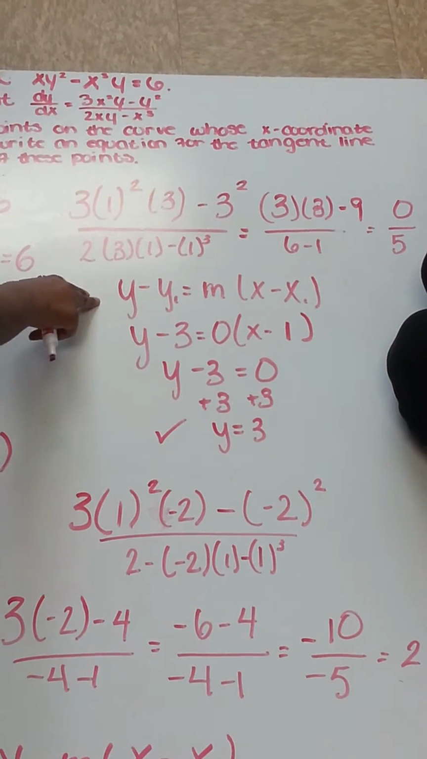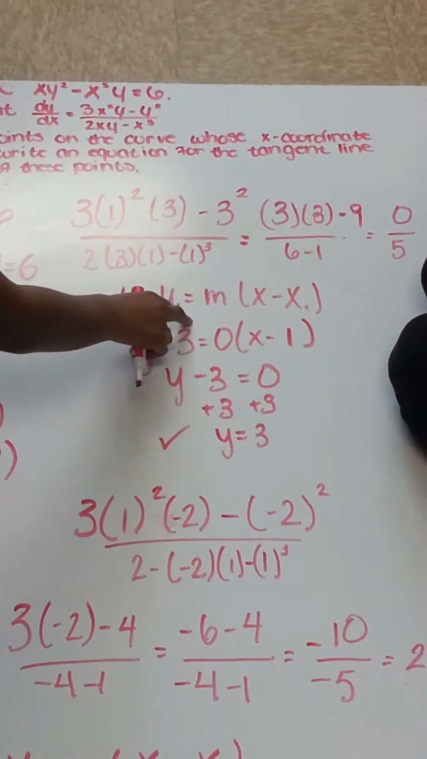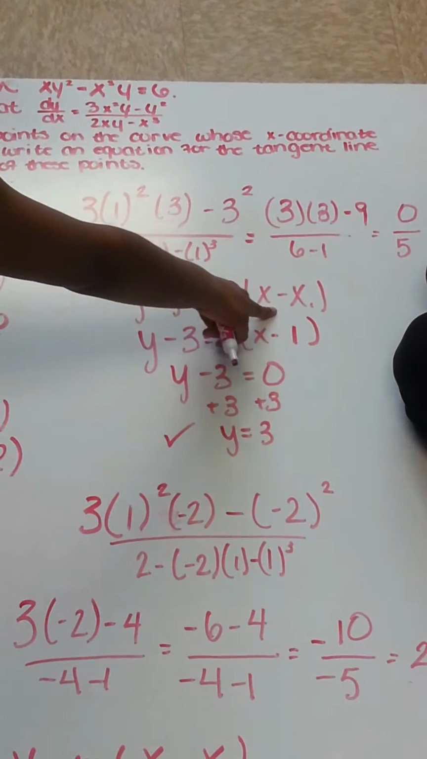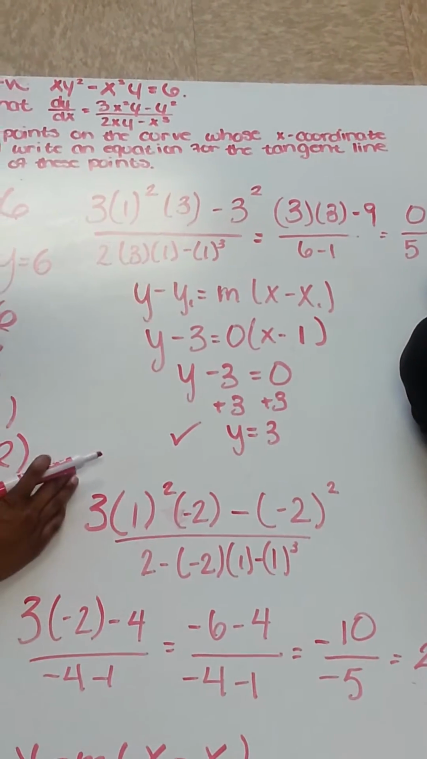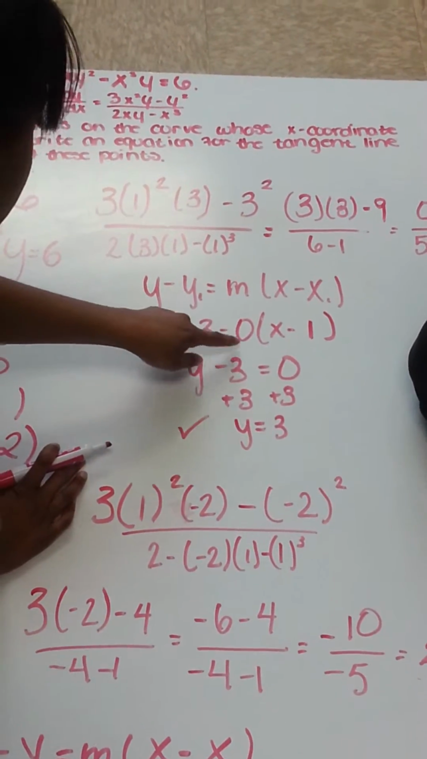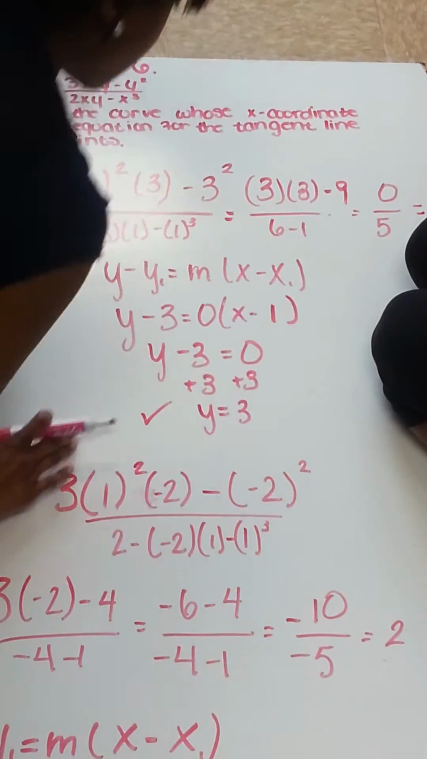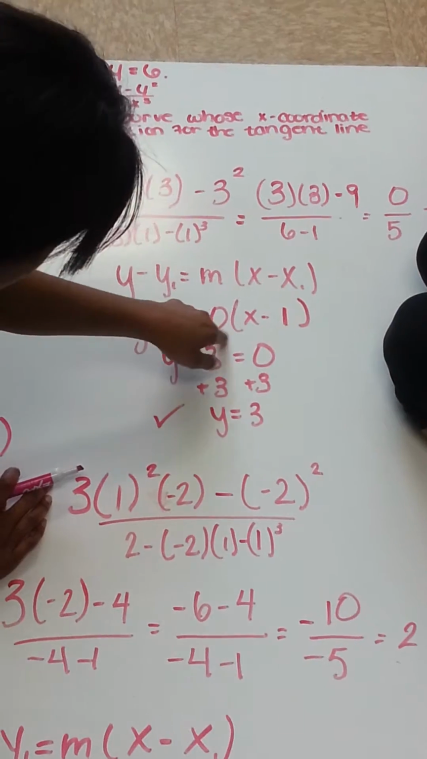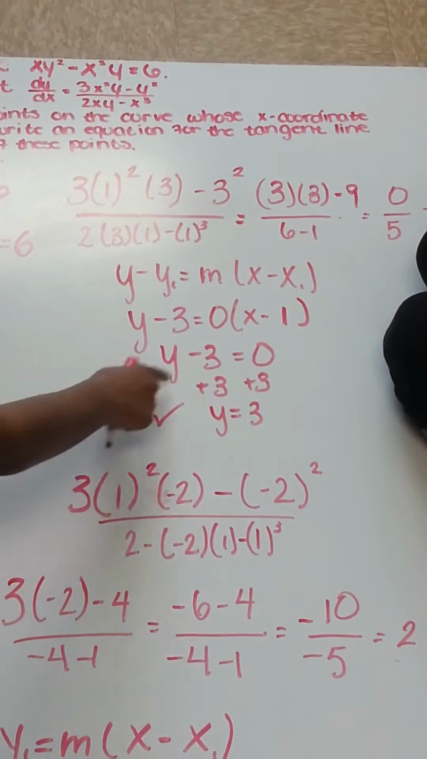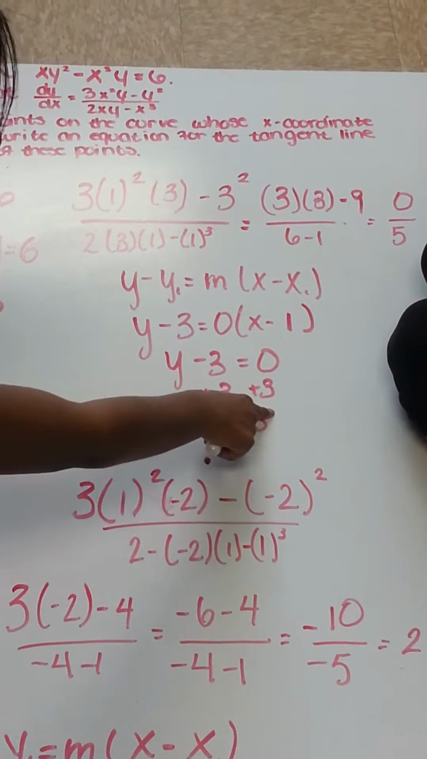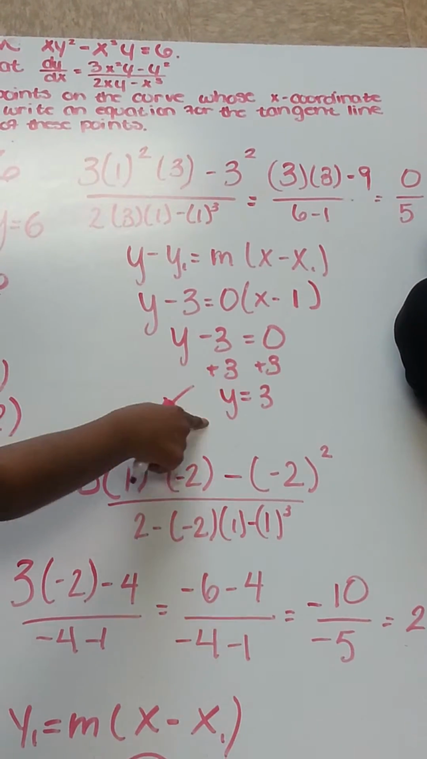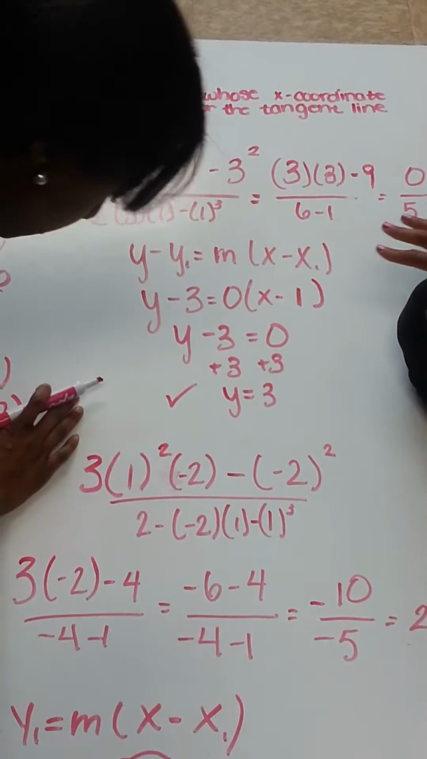So you use the point slope form: y minus y1 equals m times x minus x1. And you sub everything in. Y minus 3 equals 0 from the slope. I just put equals 0 so you won't be confused. So m is 0, times x minus 1. So you have y minus 3 equals 0. Add 3 to both sides, and you have y equals 3. That's your first tangent line.